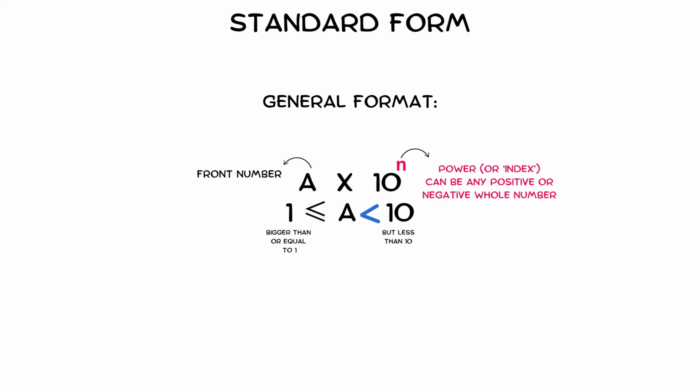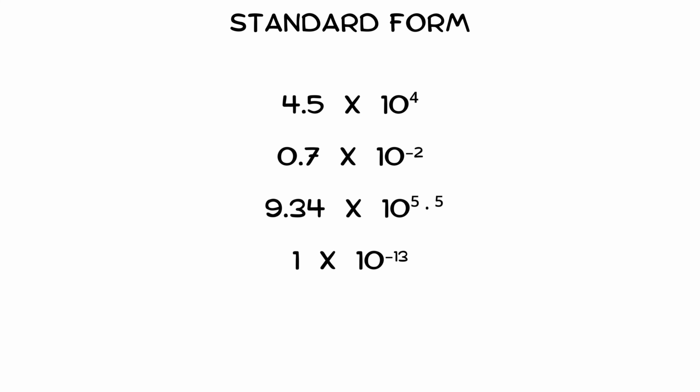To see what I mean, let's take a look at these four numbers and see if each of them are in standard form or not. The first one, 4.5 times 10 to the power of 4, is correct standard form because the front number, 4.5, is between 1 and 10, and the power or index of 4 is a whole number. This second one, 0.7 times 10 to the power of minus 2, though, isn't in standard form because 0.7, which is the front number, is less than 1.